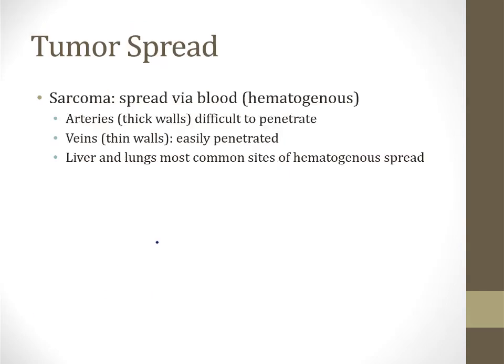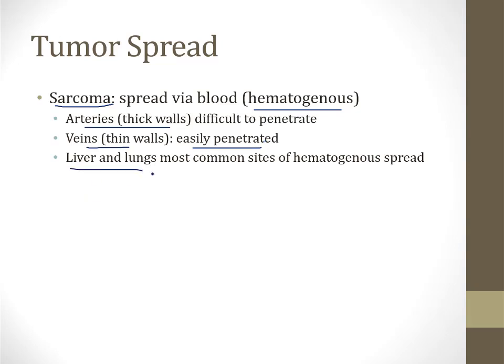All tumors can spread locally by just growing larger and invading the tissue that surrounds them. But in order for a cancer cell to become a distant metastasis from a tumor of origin, it has to travel either through the bloodstream or the lymphatics. Sarcomas always spread through the blood. In other words, they always have hematogenous spread. And in addition, they always travel through the veins. The reason for this is because arteries have thick walls that are difficult to penetrate, but the veins have thin walls and therefore they are easily penetrated. And because these tumors spread through the venous system, they often end up in the liver and the lungs.